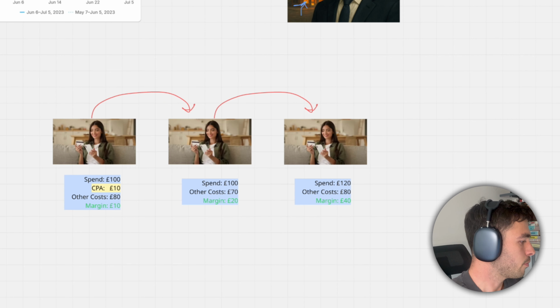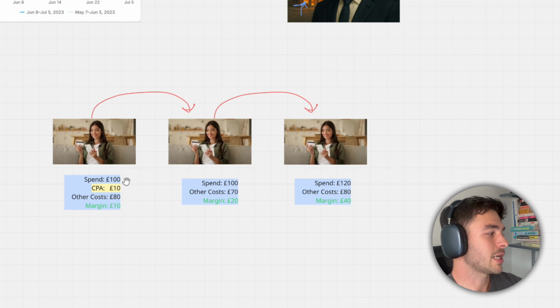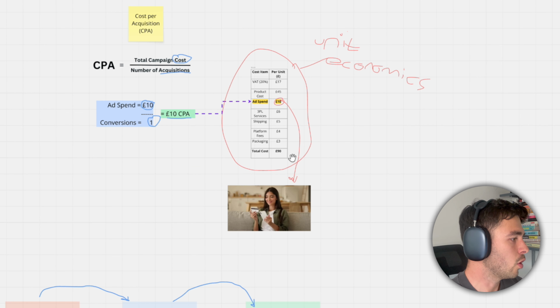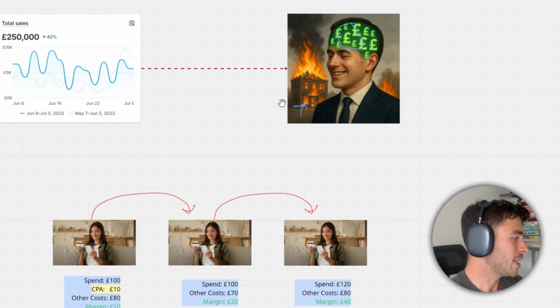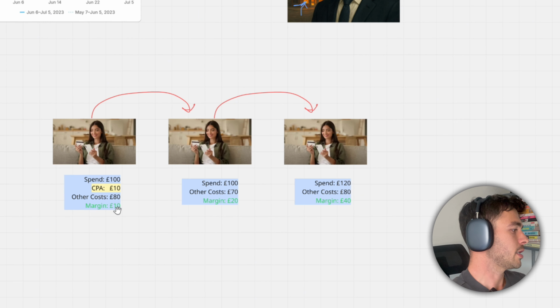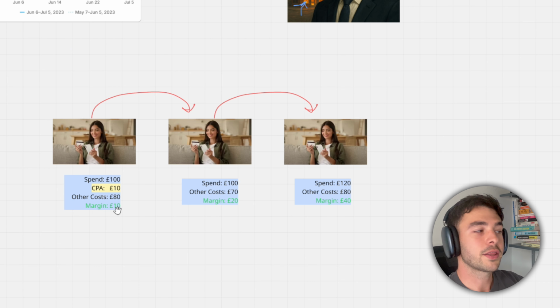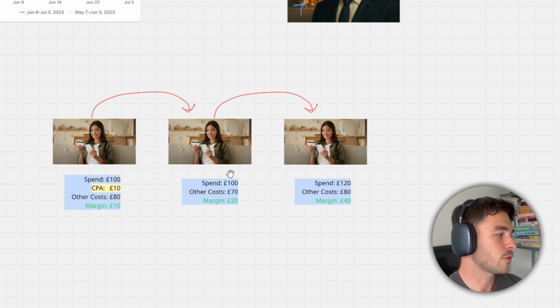So for example, you have the customer previously who spent £100. We paid £10 to get them, or £20 including all agency fees. We had other costs up here of £80. So this 90 minus the 10 on ad spend, meaning that we have now generated an initial margin of £10. But now that we've acquired that customer, we no longer need to pay advertising costs in the future.